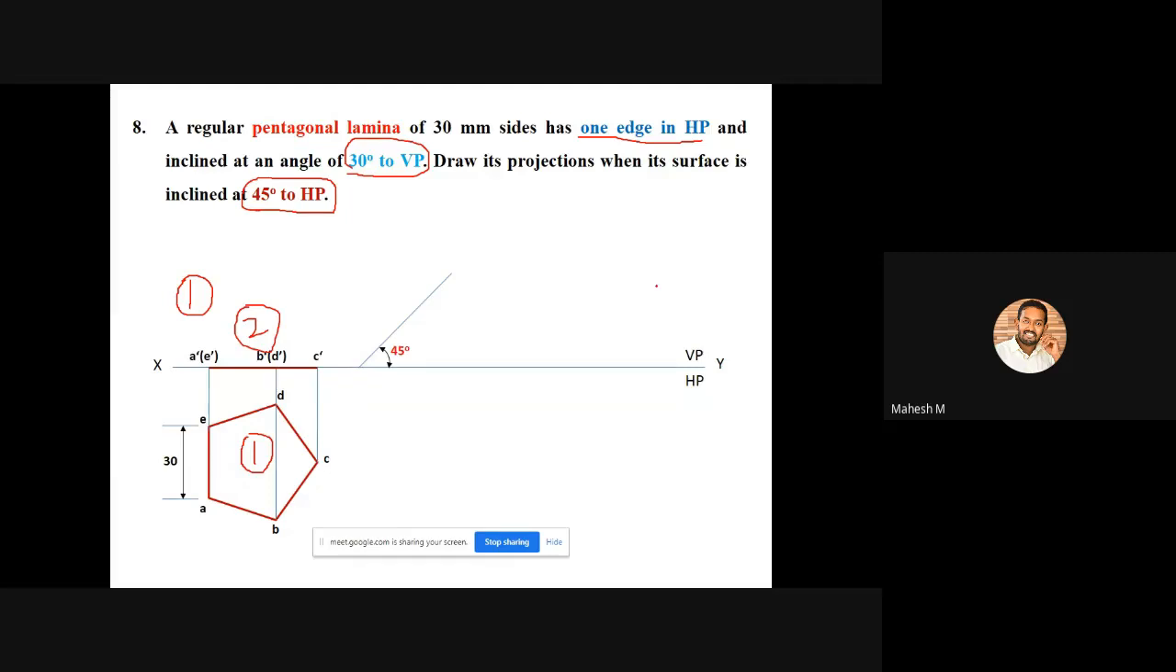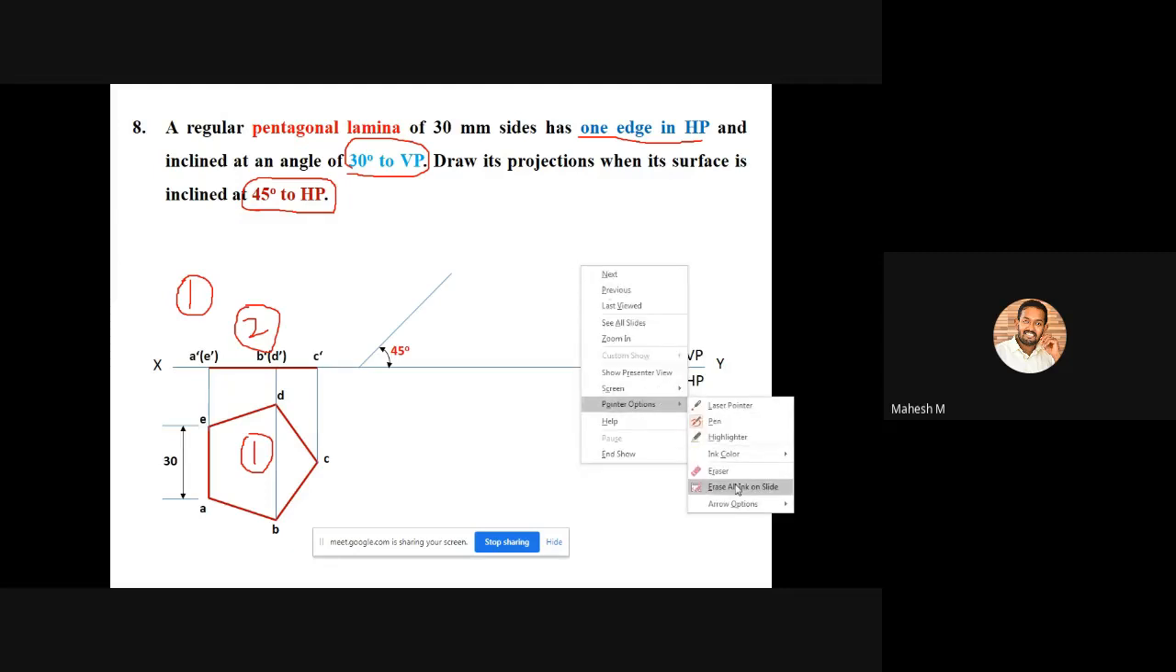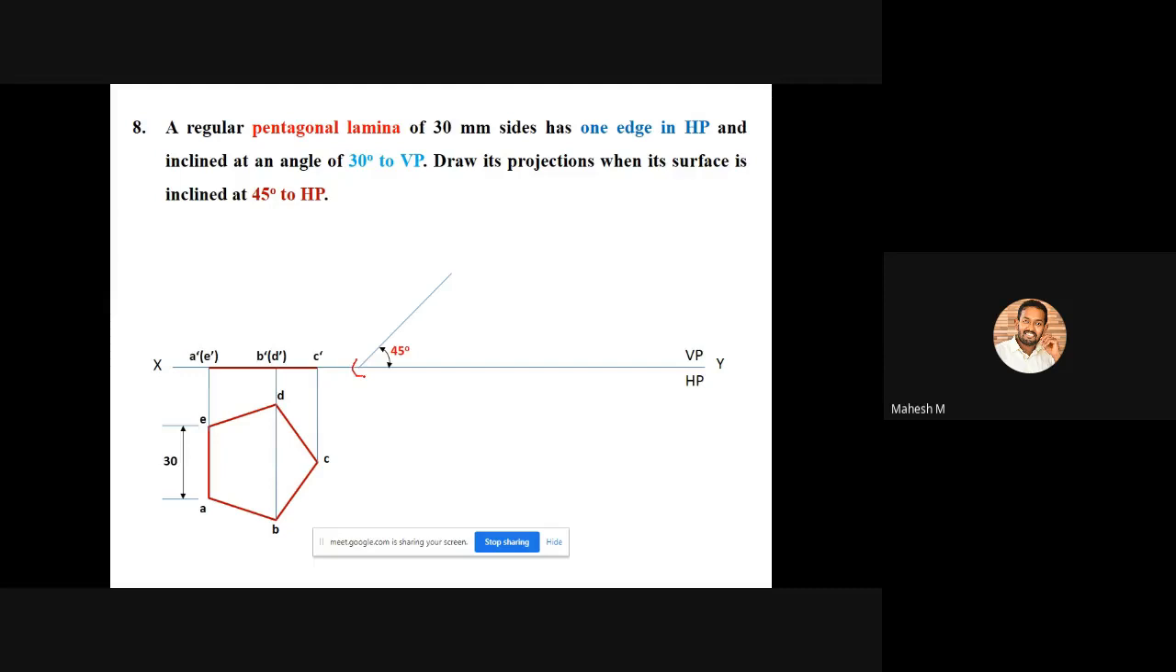Okay. So now I'm going to create the third diagram. So for this third diagram, I can choose any point on this reference line. So this point should be clicked anywhere. So the angle is 45 degree. So the theta angle is 45 degree to HP. So I'm going to create a 45 degree inclined line.